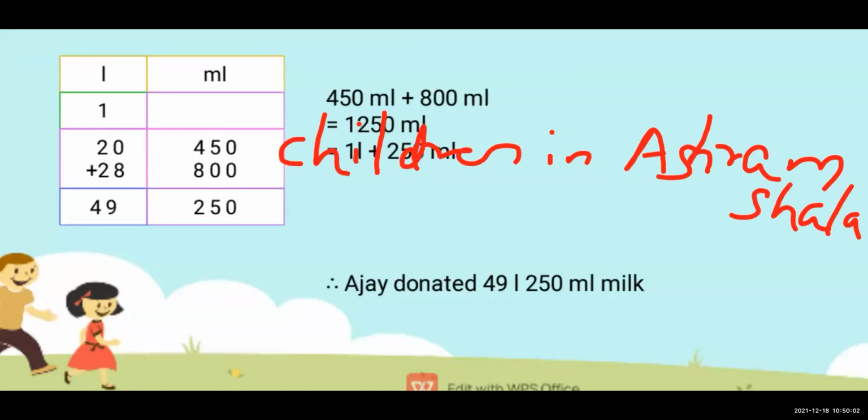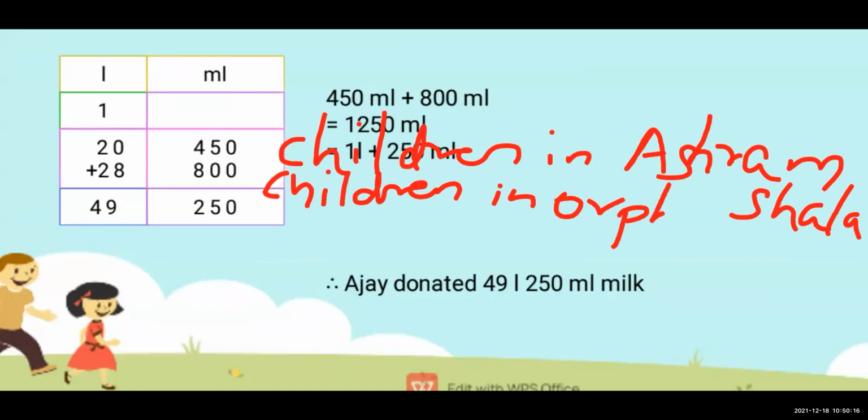Next is 28 liter 800 milliliter. ये कहाँ पे दिया था उसने? Children in, where he was given? Children in orphanage. Orphanage में दिया था उसने. So we have to write this statement. See, each and everything should be written. Orphanage.